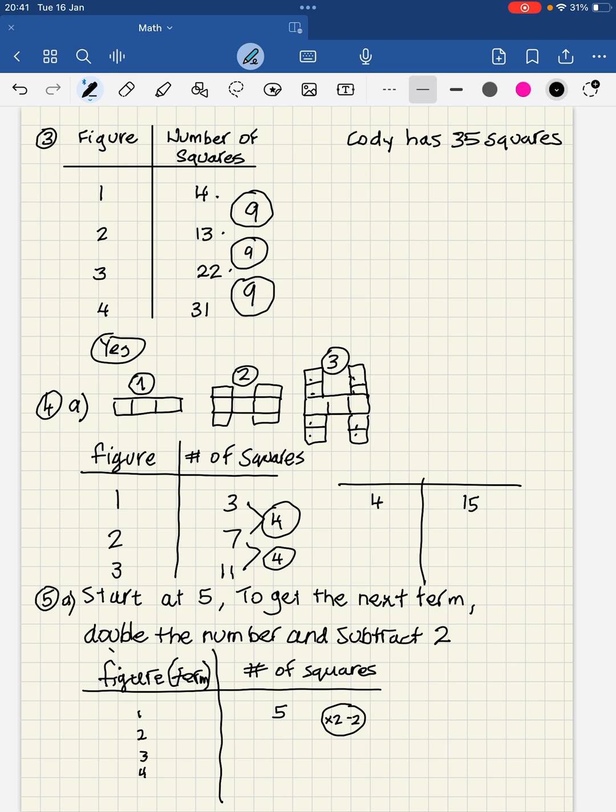So 5 times 2 is 10. Take away 2 is 8. 8 times 2 is 16. Minus 2 is 14. 14 times 2 is 28. Minus 2 is 26. Okay? And that's my table of values for A.